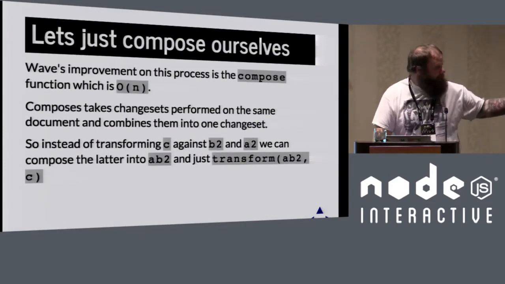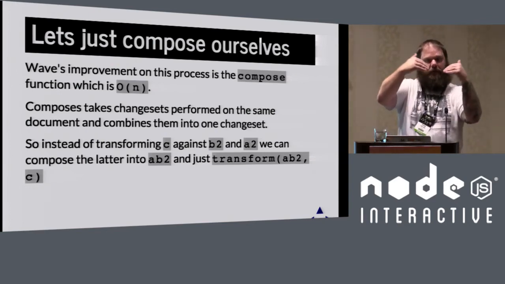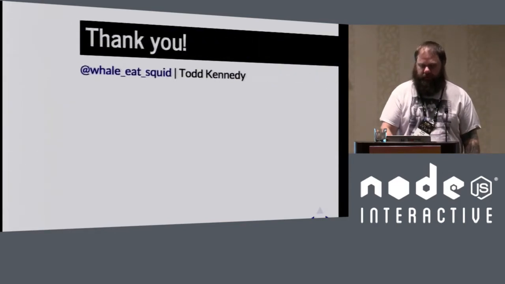So we can take that composed change set, and we can throw that into the transform and get our new transform back out, which gives us back the legs, so we can get it done a lot faster.